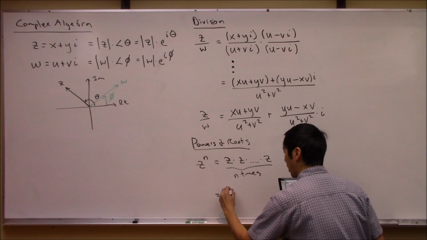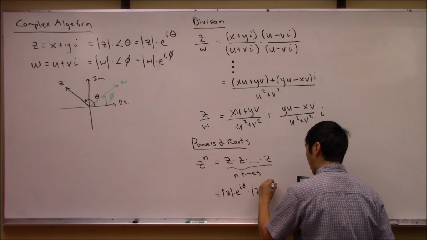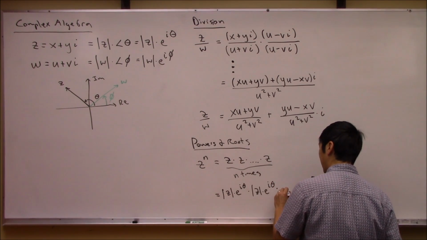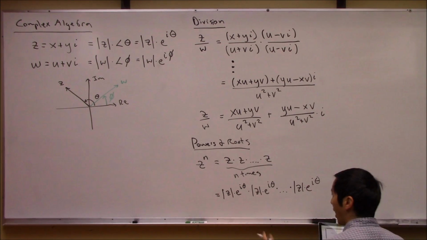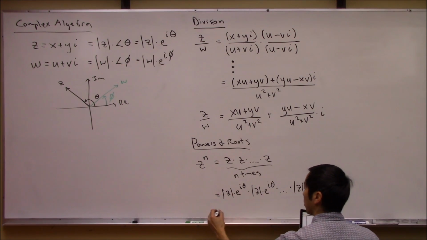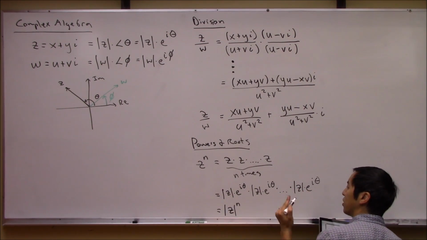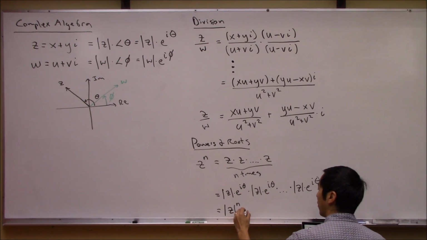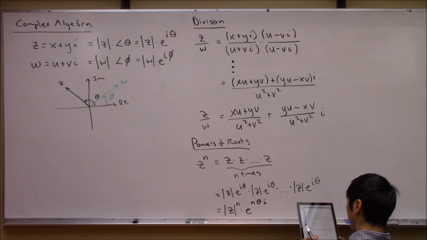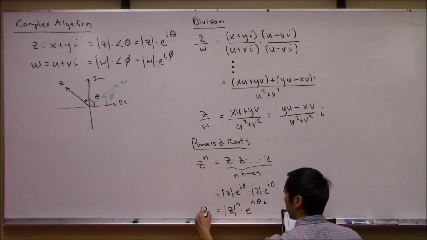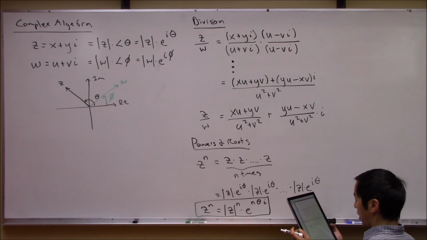So this is magnitude of z times e to the i theta. That's the first term, times magnitude of z times e to the i theta. That's the second term, times dot dot dot all the way down to magnitude of z times e to the i theta. So you see the pattern. Basically, these magnitudes are going to multiply, so you're going to end up with magnitude of z to the n. And then the angles are just going to linearly add n times, so you're going to have e to the n theta i. So here you go, here's z to the n. This is actually not that bad. So that's actually pretty easy.